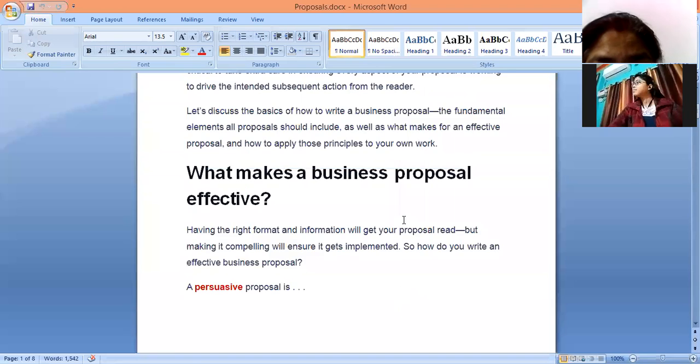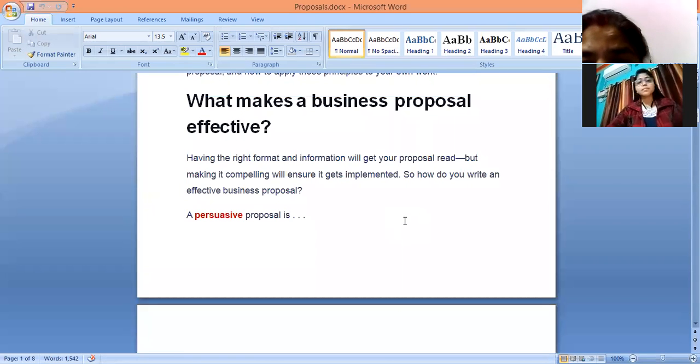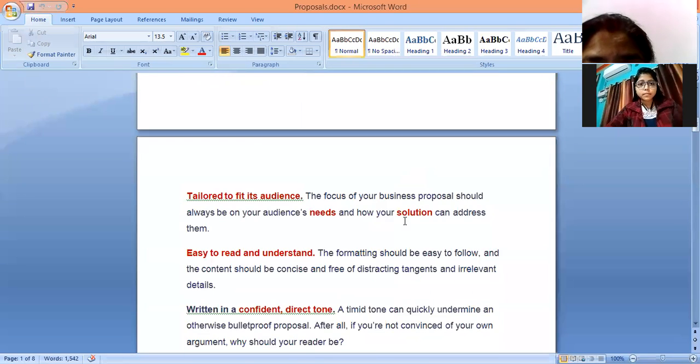Let us continue from where we left. We also saw what makes for an effective proposal. Anybody and everybody can make a proposal, but what makes it effective? First it has to be persuasive, and secondly, it has to be tailored to fit the audience. It means you must know what the need is and then go accordingly.